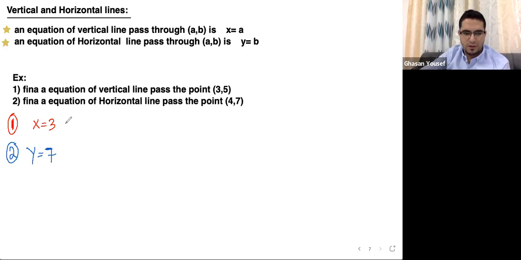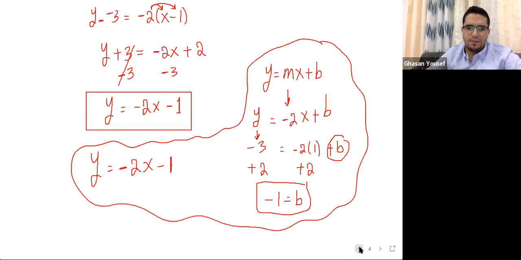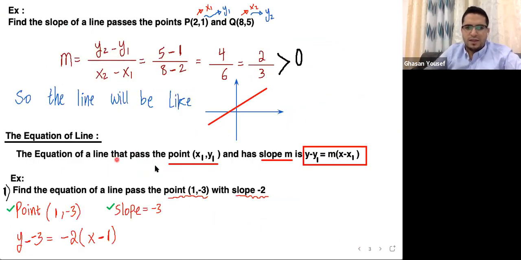Okay, so after this, we have to go to the parallel and perpendicular lines. And also we're going to find an equation of lines by using parallel lines or perpendicular lines. But before we go over this, I'm going to give you a fast review. First of all, we have to know the equation of the line. This line passes a point and has a slope. The equation is y minus y1 equal m times x minus x1.